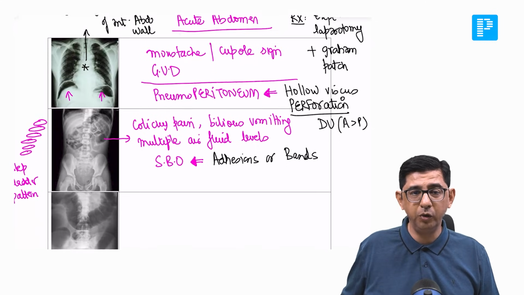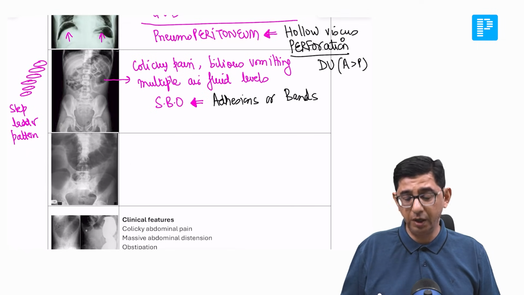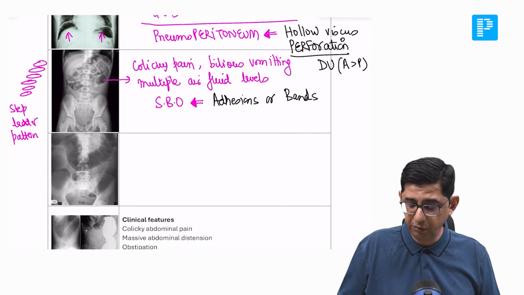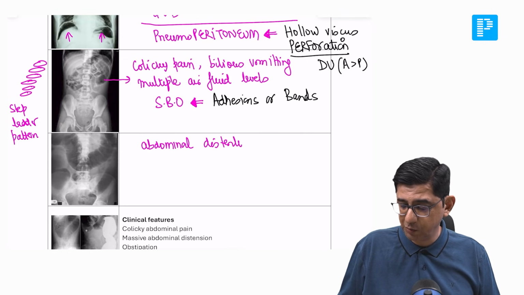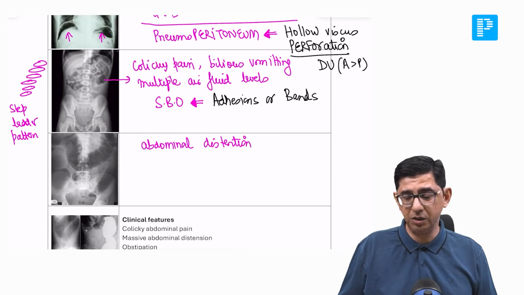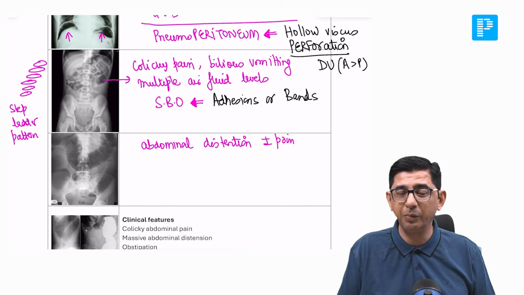Now, if I move down, you can notice that it is the large bowel of the patient that is dilated. The manifestations in this condition will be, first, gross abdominal distension. This person presented to the hospital with gross abdominal distension with or without pain. Initially there might be pain, then the pain might disappear in the patient also.